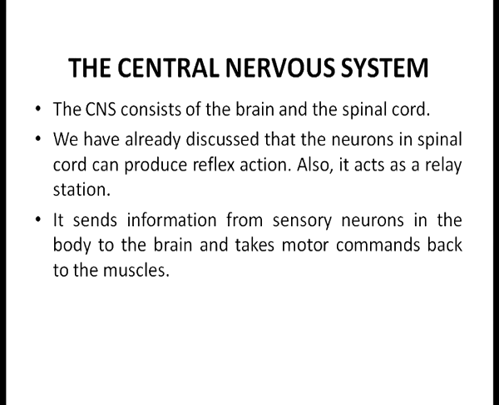Now, what is the central nervous system? We have already discussed in this program earlier in the slides that the central nervous system consists of the brain and spinal cord. The neurons in the spinal cord can produce the reflex action. Also, it acts as a relay station. Relay station means it sends information from sensory neurons in the body to the brain and takes the motor commands back to the muscles. That means we obtain certain stimuli from outside and those stimuli are sent to the brain in the form of information, and then the brain reacts to that information by sending motor commands back to the muscles, telling them how they should react to the information received from the outside.